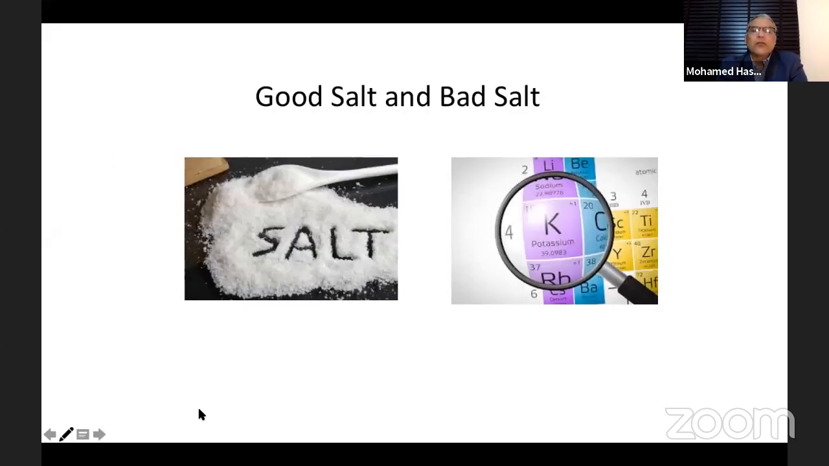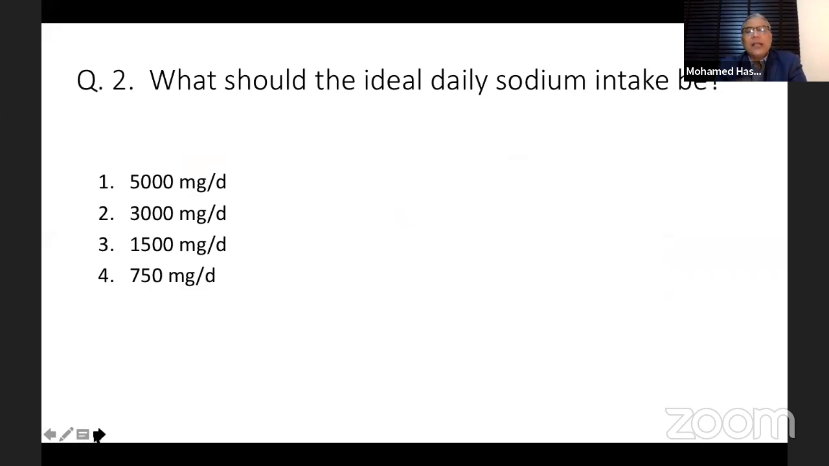So when it comes to salt, we have good salt and we have bad salt. Let's start with the bad. And I would like to ask you to think mentally, how much daily sodium intake should any of us have? Is it as low as 750 or as high as 5,000 or in between? And should we have lower and lower salt, or is good, or there's a kind of a cutoff amount that below it is not so helpful?